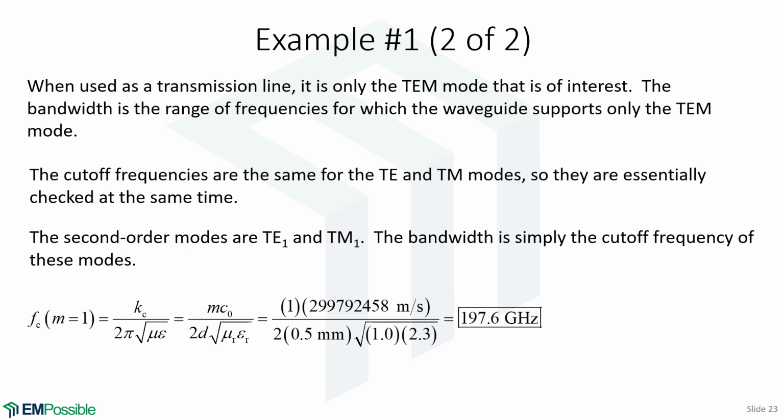That means this parallel plate transmission line we designed will act like a transmission line and only support the TEM up to 200 gigahertz, or 197.6 to be exact. Above that, the TEM still exists. It's just that now there are other modes that also exist, we could accidentally be exciting them and bad things could happen. So the bandwidth of this guide is 197.6 gigahertz.